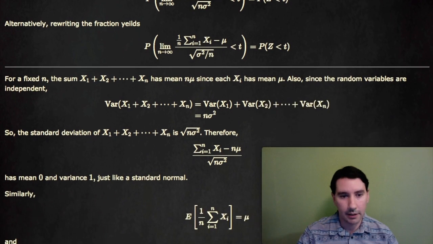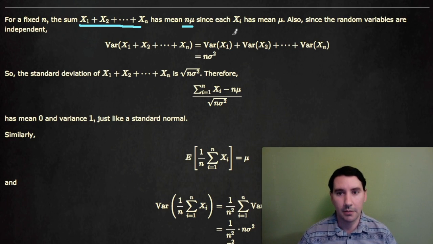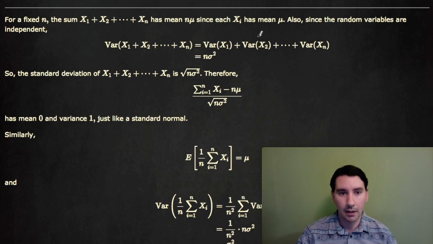So let's look at least a sort of an intuition of why this might be the case. For any fixed n, x1 plus x2 plus up to xn has mean n mu, because each xi has mean mu, and the expected value is linear. So the expected value of the sum is just the sum of the expected values, and they're all mu, so this is n times mu. Also, because the random variables are independent, the variance of the sum x1 through xn is the sum of the variances. Each random variable has variance sigma squared, so the variance of this sum is n sigma squared. And therefore the standard deviation is the square root of n sigma squared.